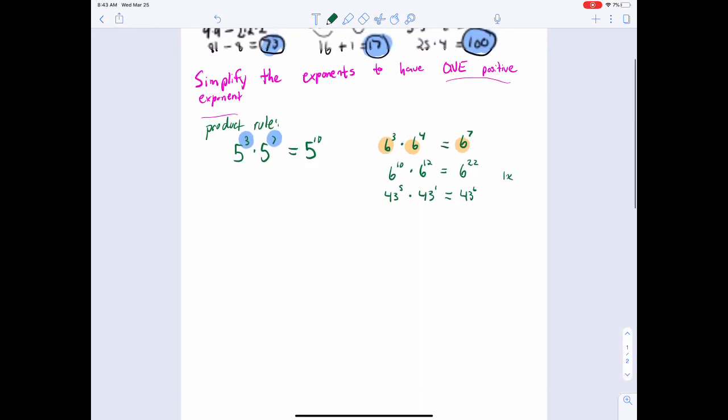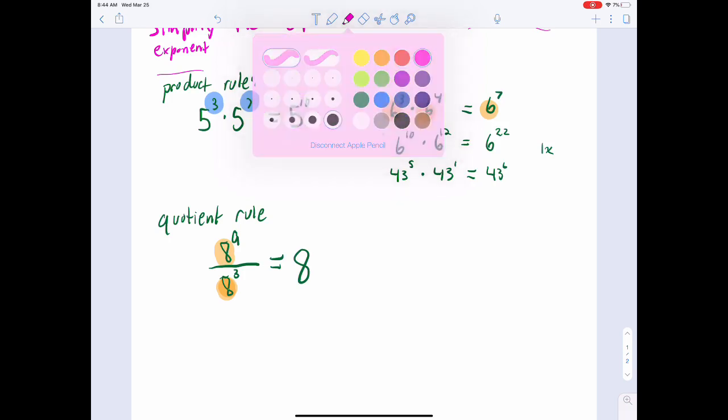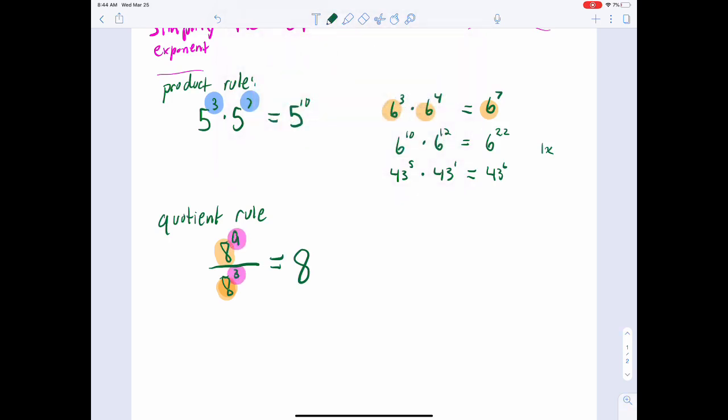And the last rule that you got to know is something called, well, if that's the product rule where we multiply, this is the quotient rule where we divide. So say we have something like 8 to the 9th over 8 cubed. So we're not evaluating, we're simplifying. So what we're going to do, since these had the same base, we can write 8, and then instead of adding the exponents, we're going to subtract those. So we're going to get 8 to the 6th.